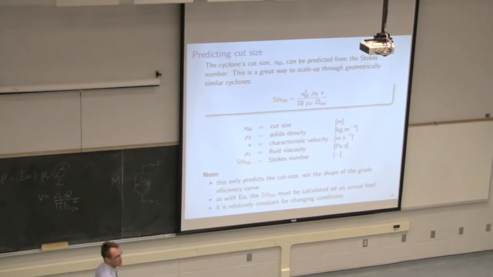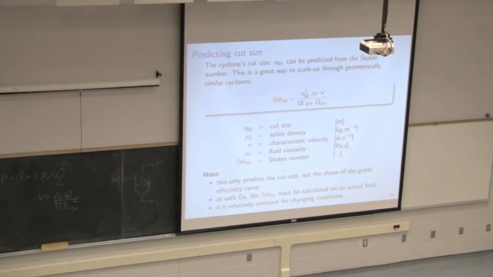But what we've done is, remember Stokes' law requires us to know the particle diameter. Well, let's not use a particular particle diameter because it doesn't make sense, but let's take this value off that grade efficiency curve, X50, and use that instead. So that grade efficiency, X50, is then used instead of a diameter. So let's use the cut point diameter.